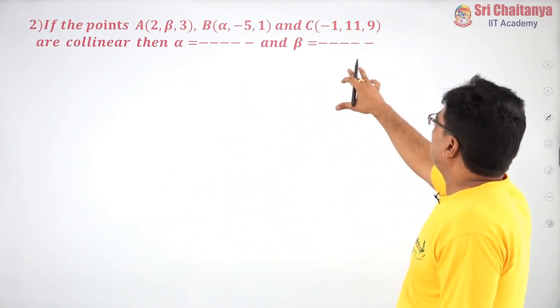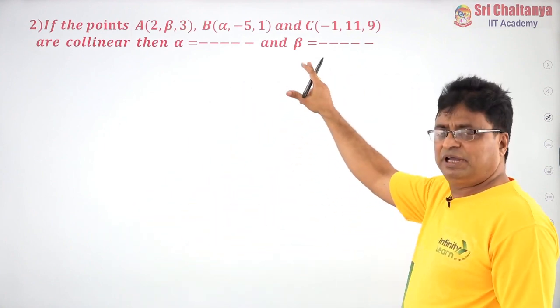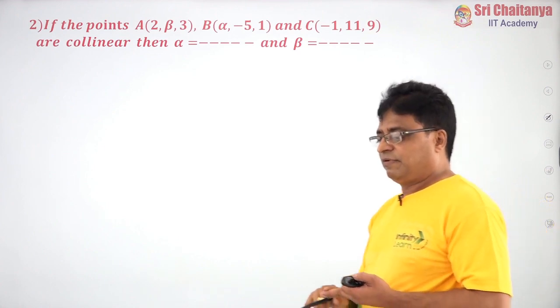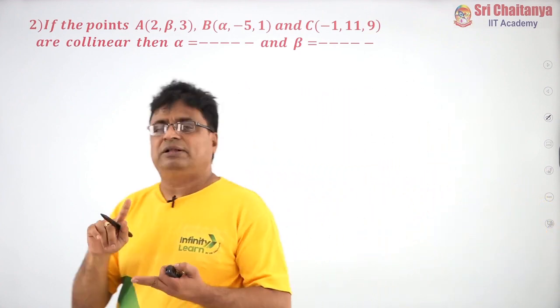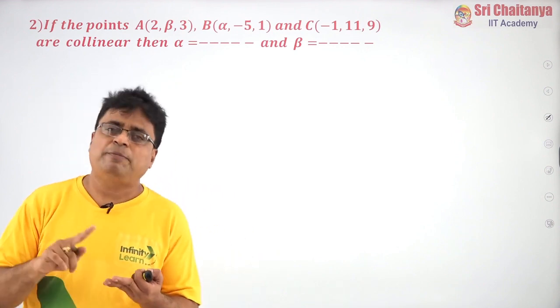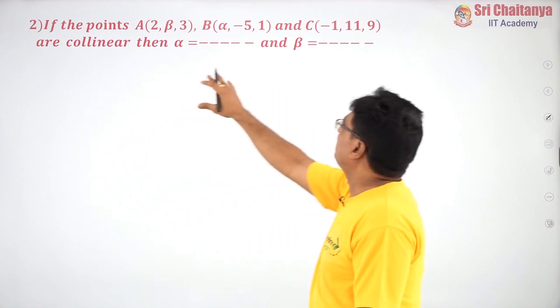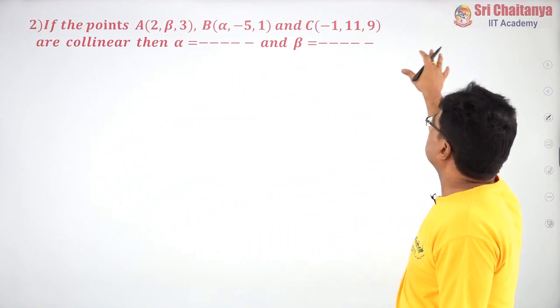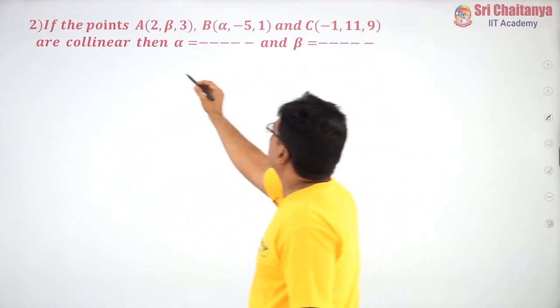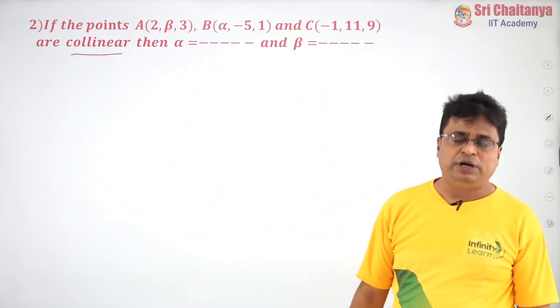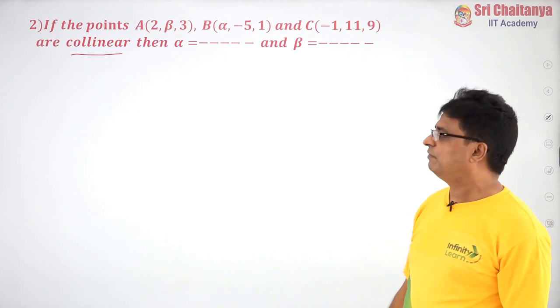If the points A, B, C are given, be careful. In vector algebra, you need to study from the problem whether they have given points or position vectors or vectors. Here what is given? The points A, B, C are given. They are collinear. Then you need to find alpha and beta.